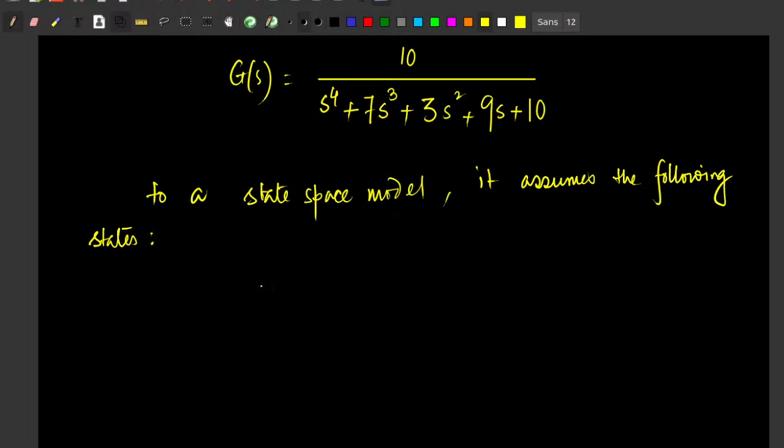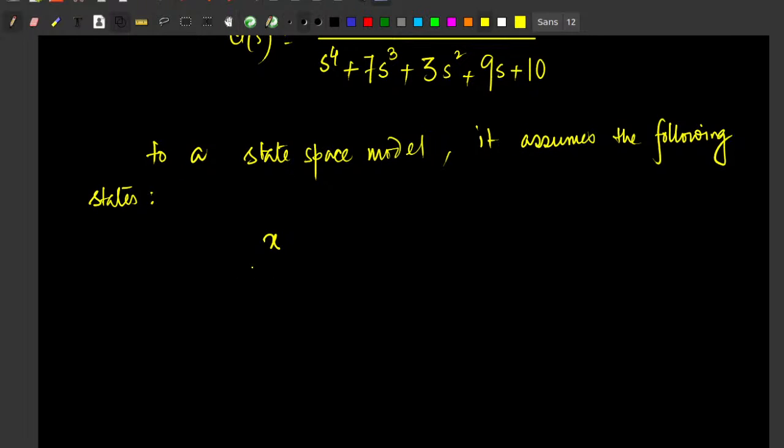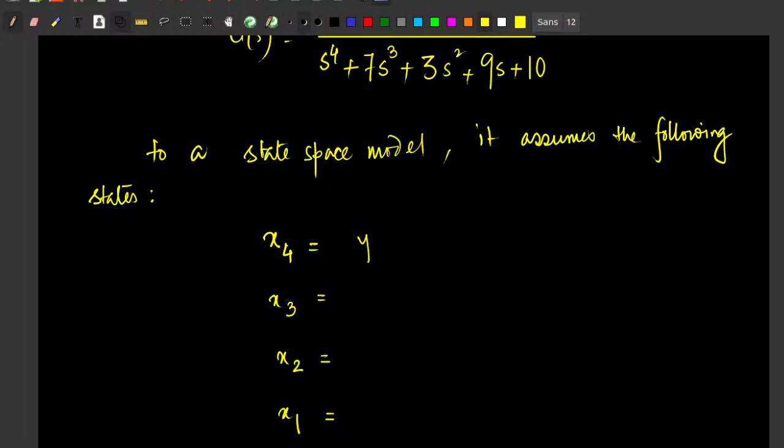So you have to assume 4 states, right? The way we did it was x1, x2, x3, x4, like that. Now they are going to assume x4, x3, x2, x1. Again, these assumptions are equivalent. Okay, and they are assuming x4 to be equal to y, x3 to be y dot, x2 to be y double dot, and x1 to be y triple dot. So they are just assuming it in the reverse order.